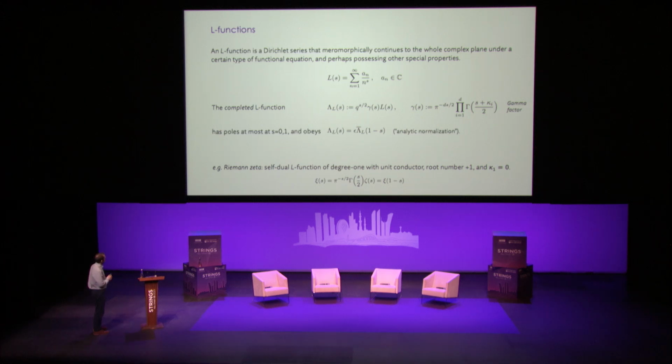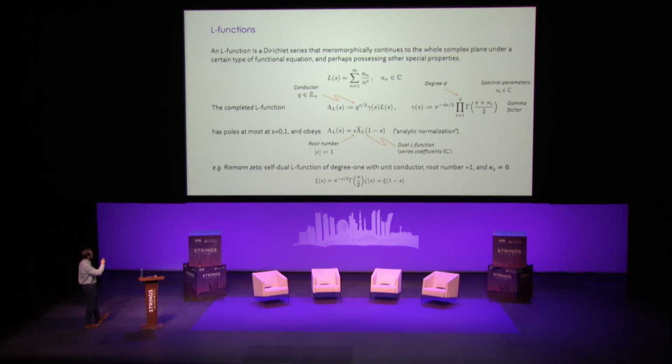q is an integer known as the conductor. And this quantity, the main defining feature of these things is that, first of all, it has poles at most at 0 and 1, and obeys this functional equation, where I've written in the so-called analytic normalization, where the central line is that real part of s equals a half. Okay. Now, what are some names for some of these quantities here?